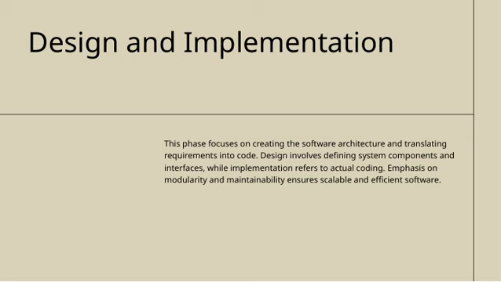Implementation, on the other hand, is the process of writing the code itself, turning those designs into a working product. A key point here is emphasizing modularity. By designing modular components, we make the system easier to maintain and update down the line. This approach also boosts scalability, allowing the software to grow as needed without becoming unwieldy. Overall, this phase is crucial because it ensures that our software isn't just functional, but also efficient and sustainable.